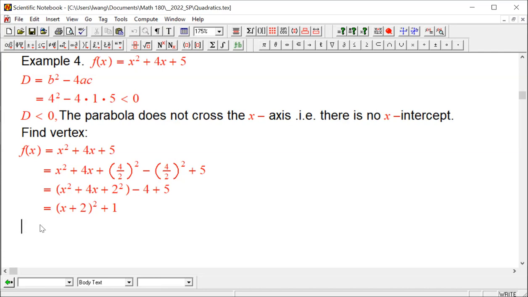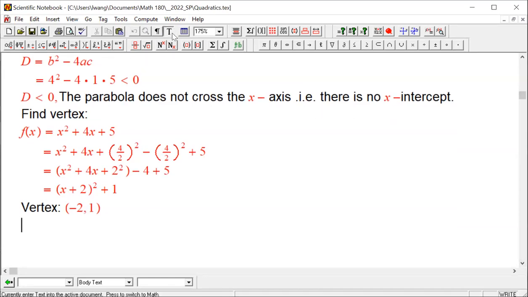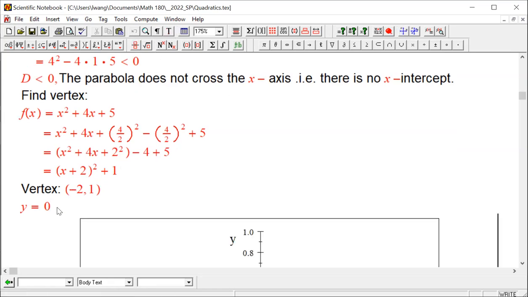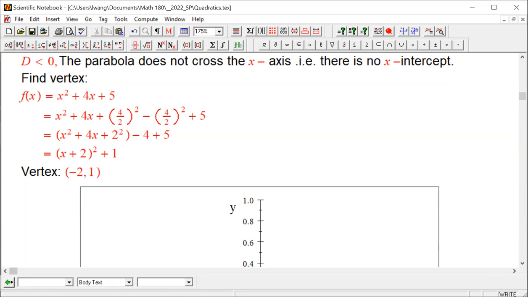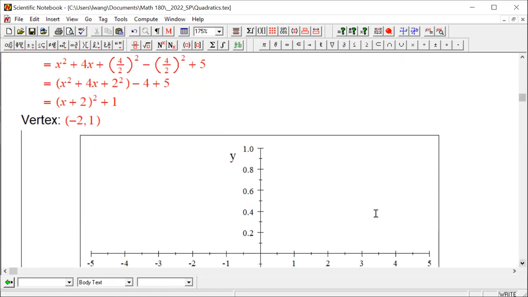Okay, so what is the vertex? The vertex is -2, 1. And the parabola opens up. So now we got the vertex, we can graph the picture. Okay, so let's graph it. So we know the line of symmetry, and all of those nice things.